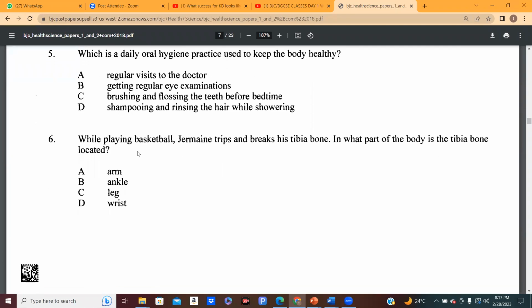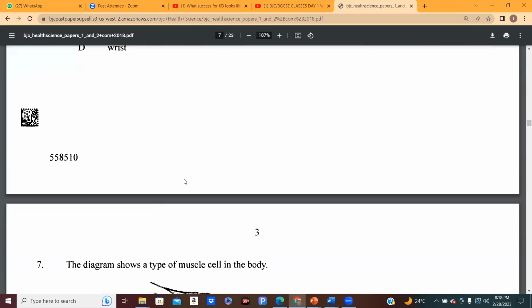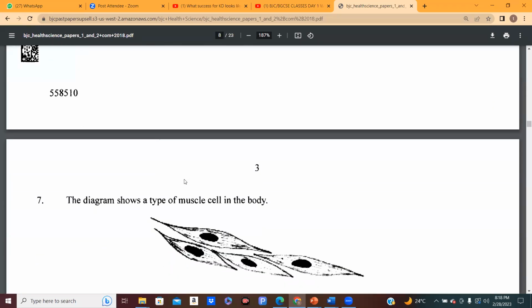All right, this question is for the next one. It's for Miss Neely. Miss Neely, this is your question. While playing basketball, Jermaine trips and breaks his tibia bone. In what part of the body is the tibia bone located? C. C, the tibia bone is located in the leg. Very good. And the tibia bone is the shin bone.